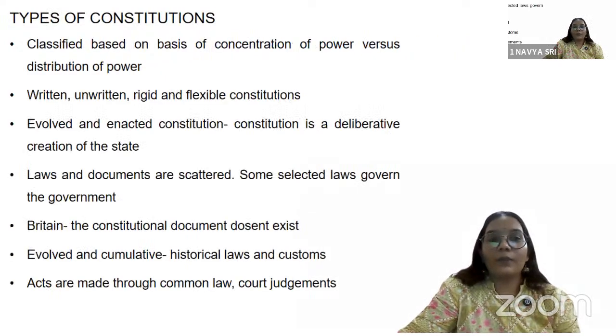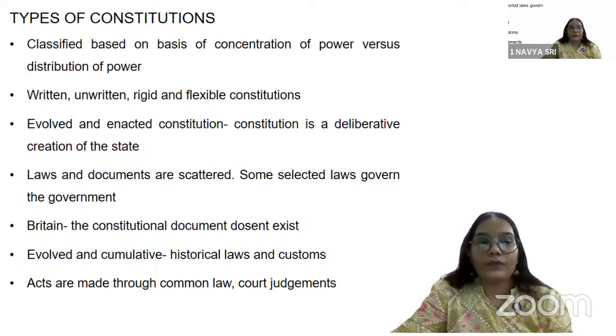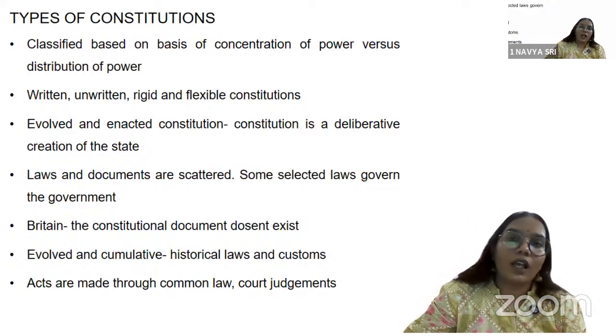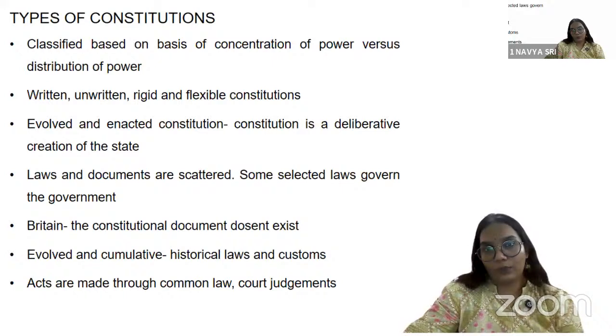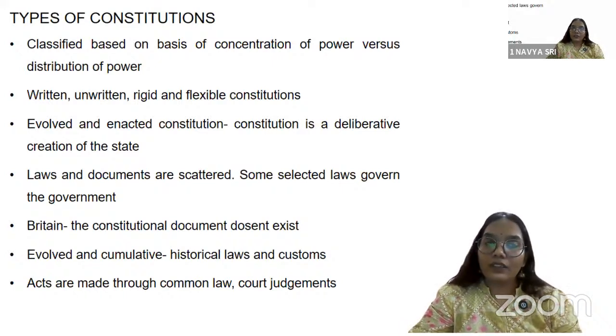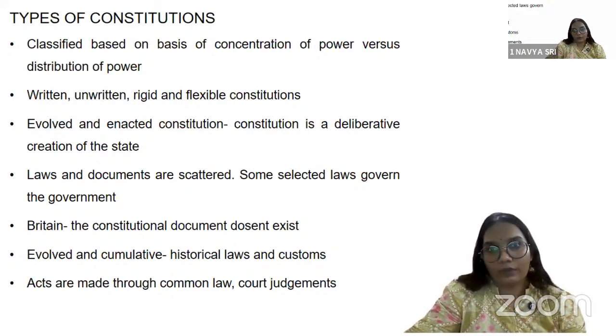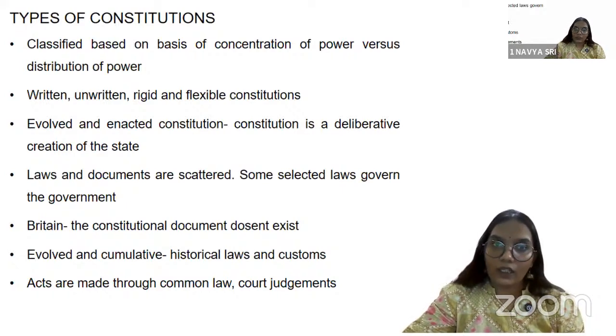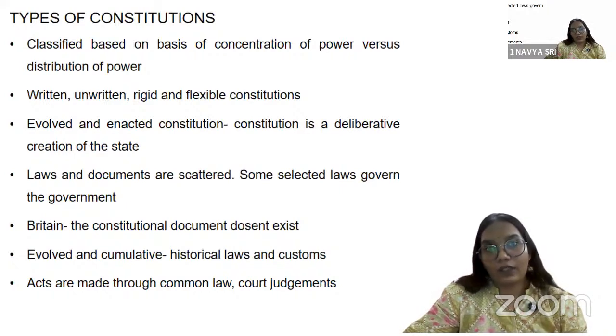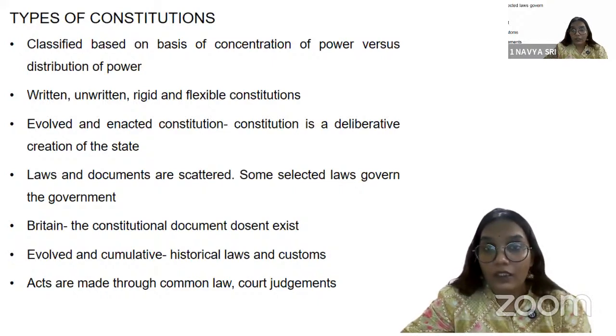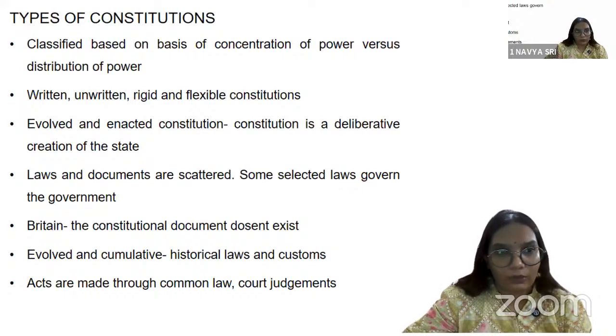Now, next one, there are types of constitutions. How can a classification be made? This is a basic question that you have to understand. The classification is considered on the basis of concentration of power versus distribution of power. This classification has also been done in the previous chapter, where the rigid and flexible constitution, or the parliamentary and presidential system of government, were divided. Same thing, on the basis of concentration of power versus distribution of power.